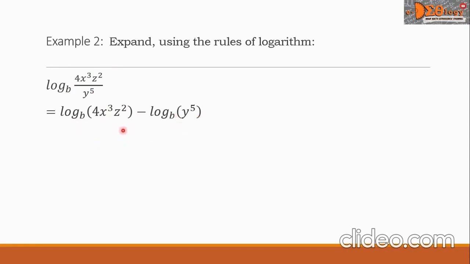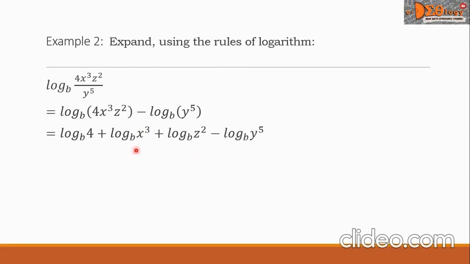In our first log here, there is a product, and to simplify that, we need to get the sum of the log of each of the factors. So let us expand this now. So we have log of 4, the first factor, to base b, plus the log of the second factor, x cubed, to base b, then plus the log of the third factor, z squared, to the base b, then minus the log of the denominator, y raised to 5 to the base b. We simply copied this last part here. So we have now 4 logarithms here.